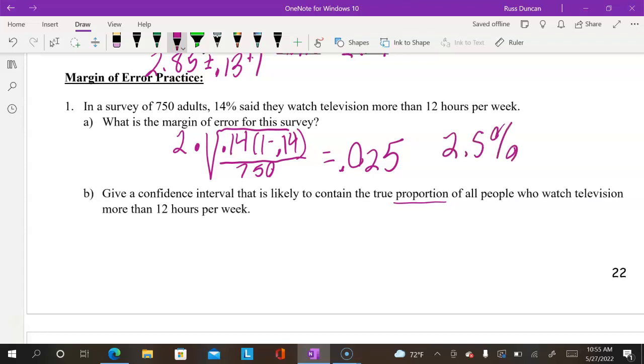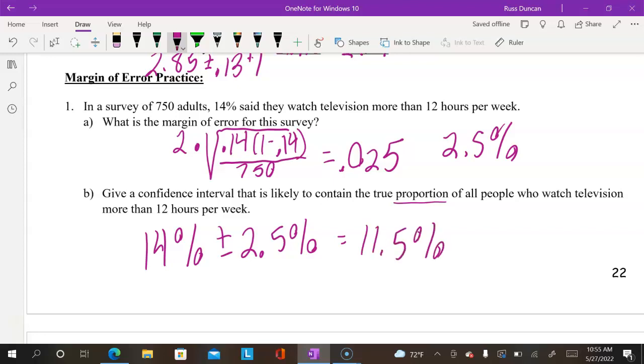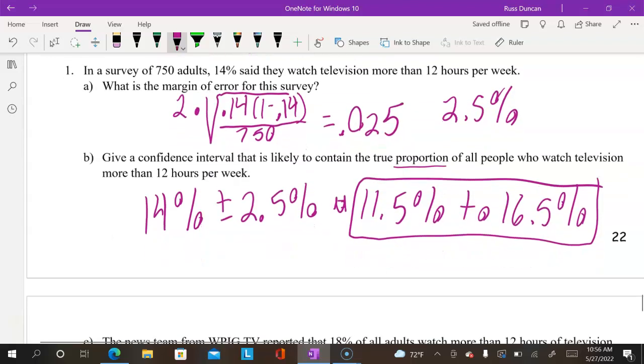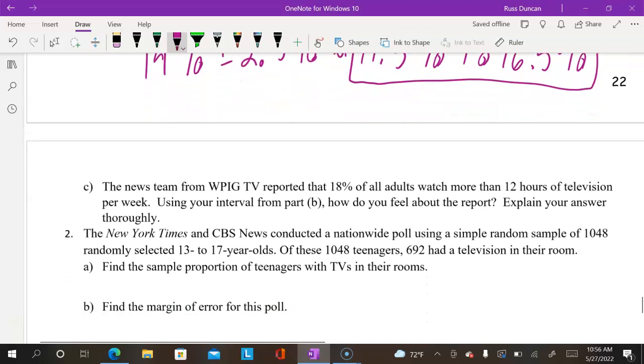So our confidence interval, we know 14% said they watch it from our survey, but we're going to add and subtract 2.5% to find what that gives us. So 14 minus 2.5% would be 11.5%. 2.5 added to that would be 16.5%. So we're reasonably confident that 11.5 to 16.5%, somewhere in there, watch more than 12 hours of TV per week.